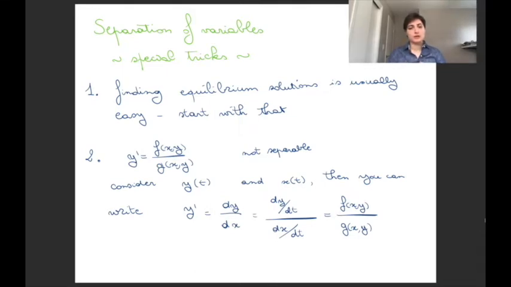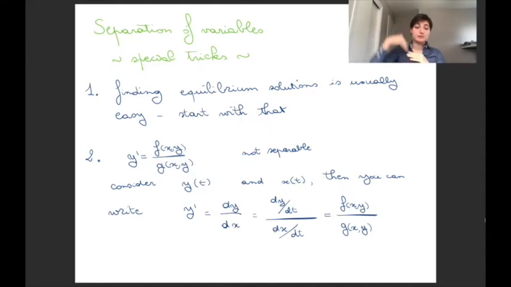Instead of considering y as a function of x and x being an independent variable, we want to consider y as a function of t, another variable that we haven't used yet and of which we know nothing about, and x as a function of t as well. Why would that help out? Well, we can rewrite y prime as dy over dx.